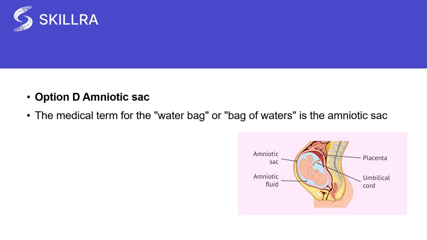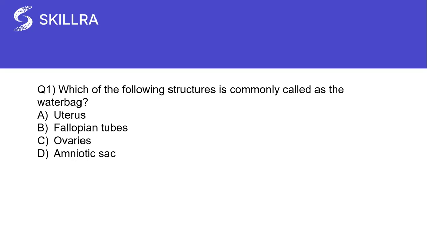Let us eliminate the wrong options. The uterus is the site of implantation, gestation and development. The fimbriae of the fallopian tube capture mature eggs and provide an ideal environment for fertilization. The ovaries produce and release mature eggs.